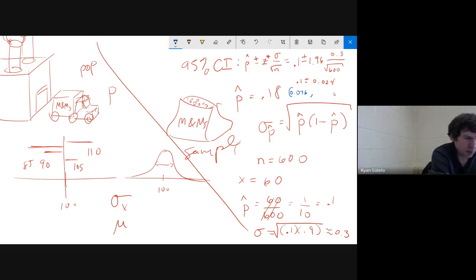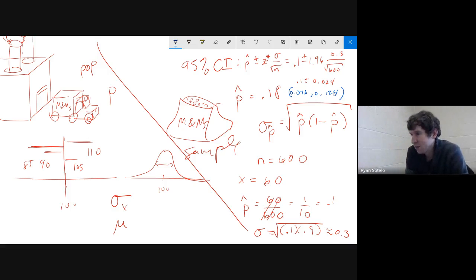Well, that's going to be 0.124. So that would be my confidence interval for the percentage of M&Ms which are red. If I said those as percentages, it'd be between 7.6% and 12.4%. That's my 95% confidence interval for a proportion. Does that make sense to you guys?